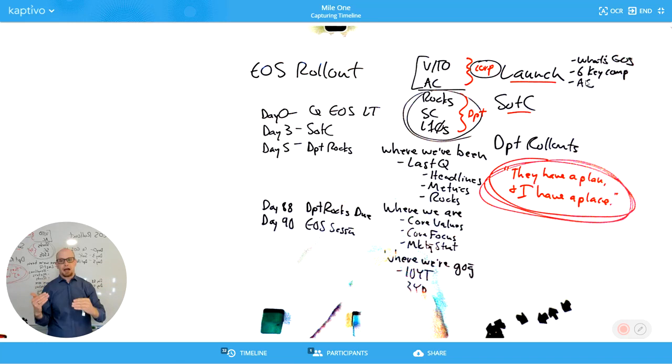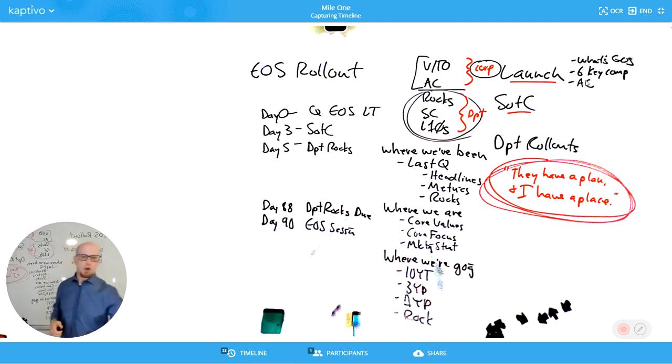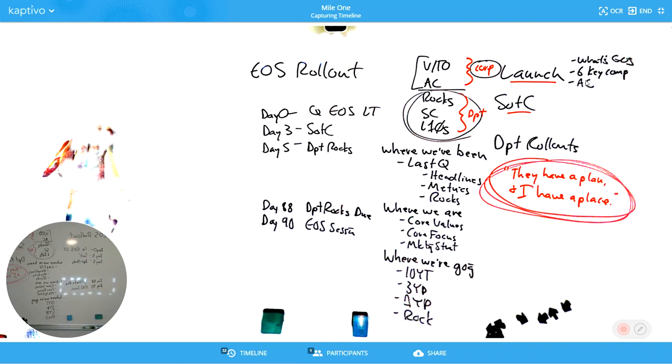It is also fine to roll out level 10s without rocks and without scorecards, or to say my team is ready for rocks, but they're not ready for scorecards or level 10s yet. And so part of what we will do in your session is graph out what exactly we are going to do. And so I will be doing something very similar to this. I don't know why I do it in red, but I do.